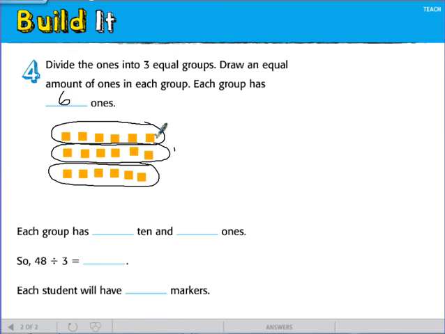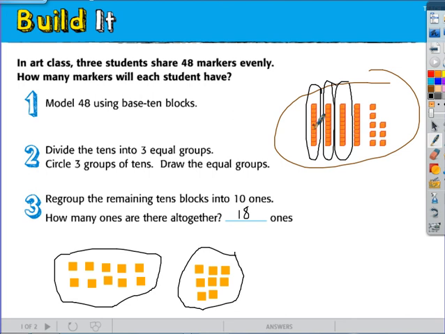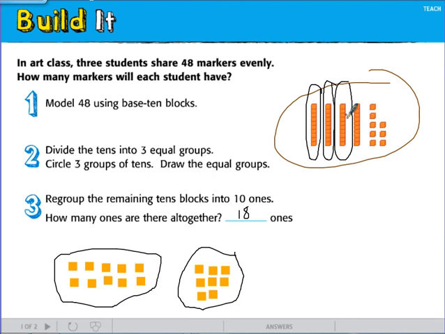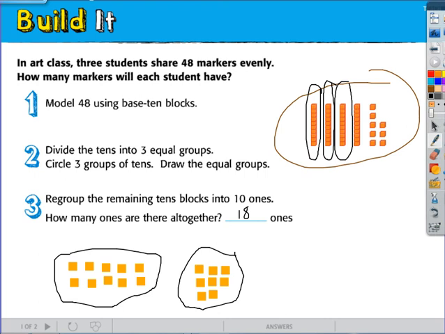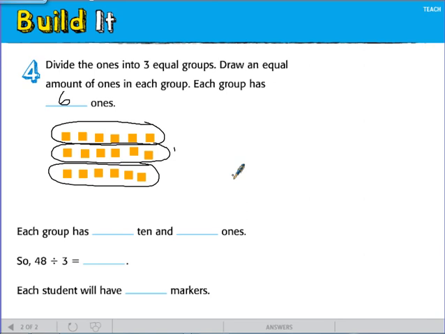Now, on the other page, I separated my tens into groups, right? And it's saying each group has blank tens. So how many tens are in each one of these 3 groups? How many? 1. So I have 1 base 10 block. And how many ones?